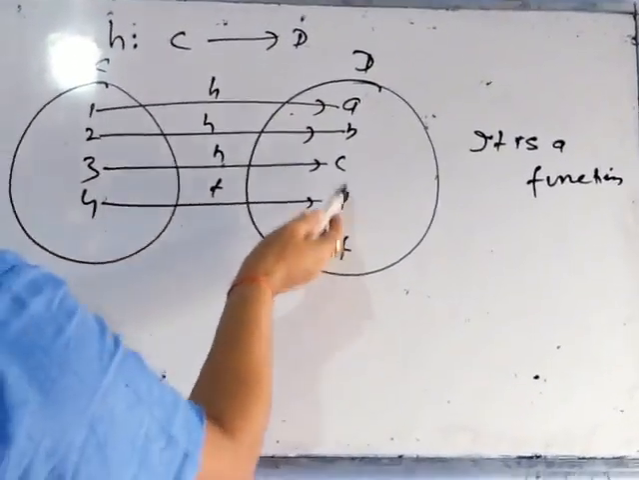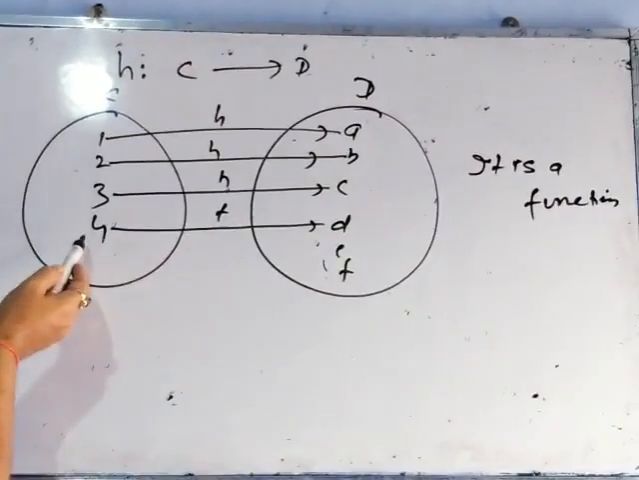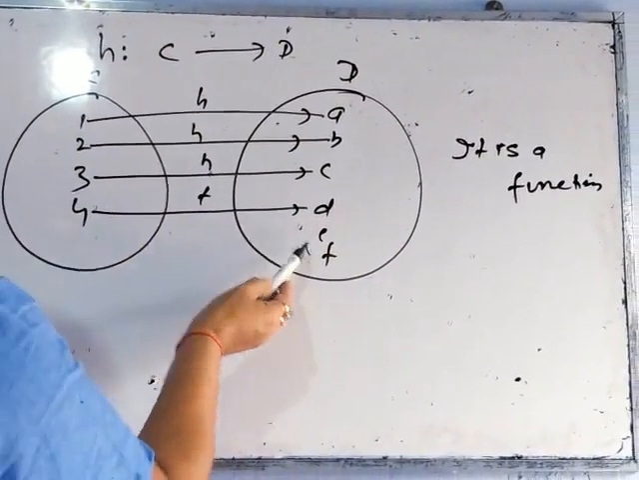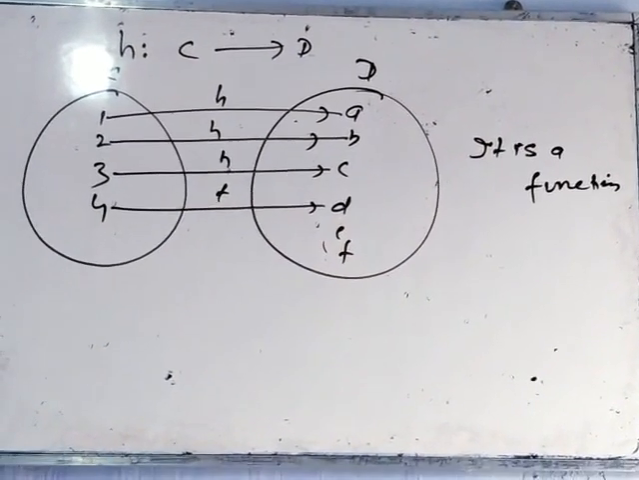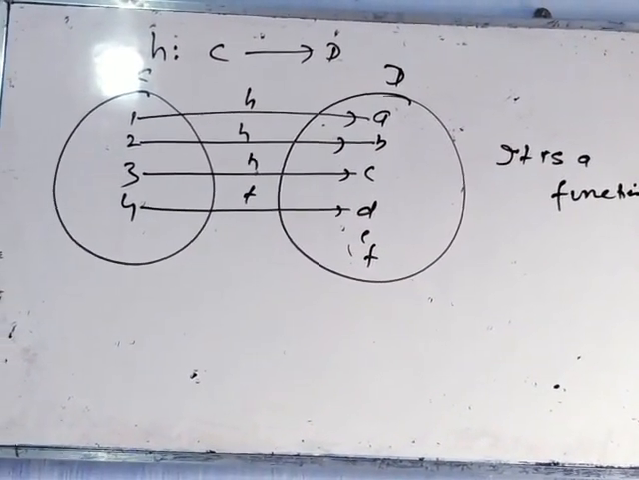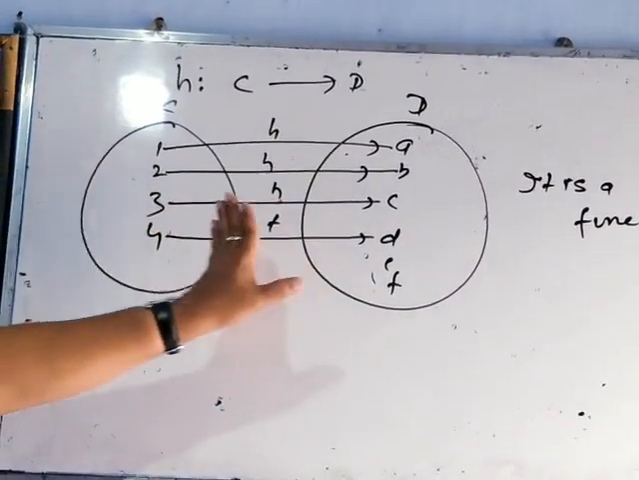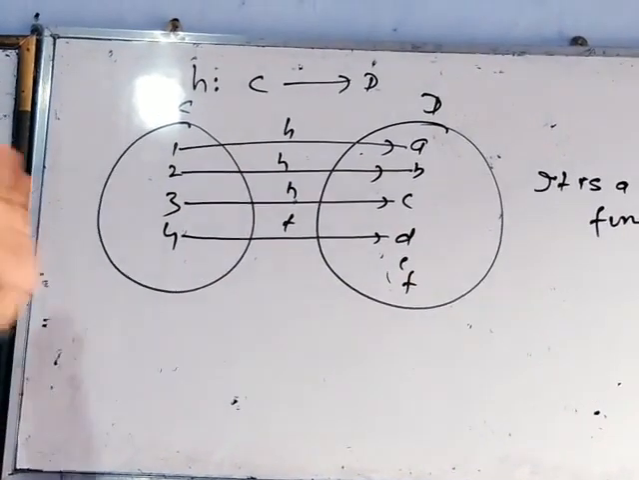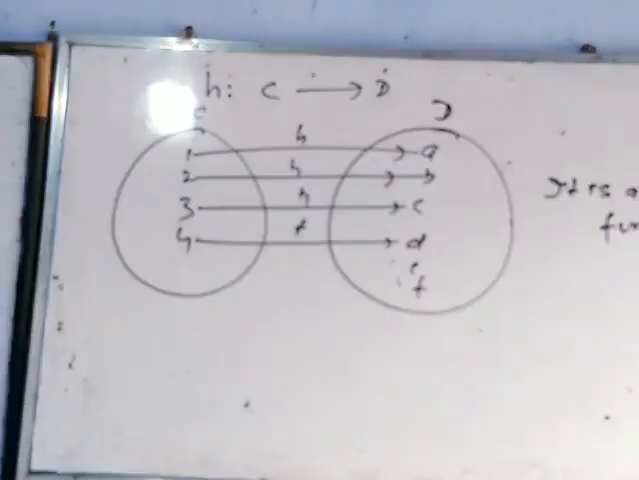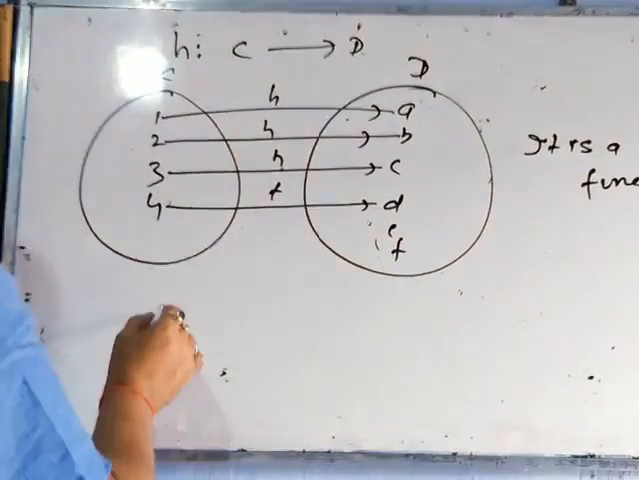It may be possible that elements of D are not associated with any elements of set C, so it is also a function. So various situations are there for a function, but the main thing is that no elements of set C will be left, all will be related with D, and no two elements of D will be associated with one element of C.